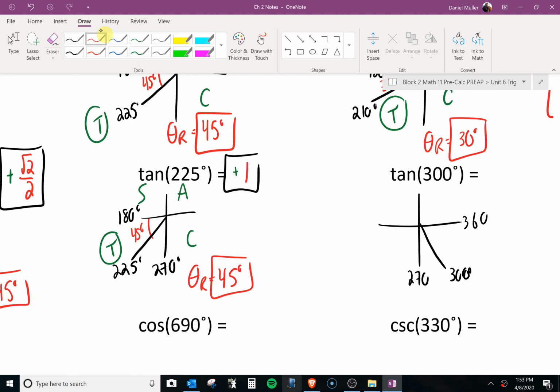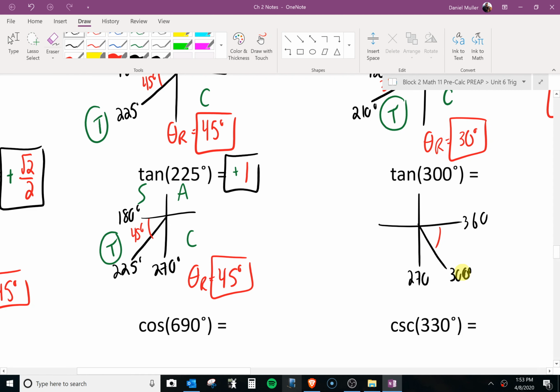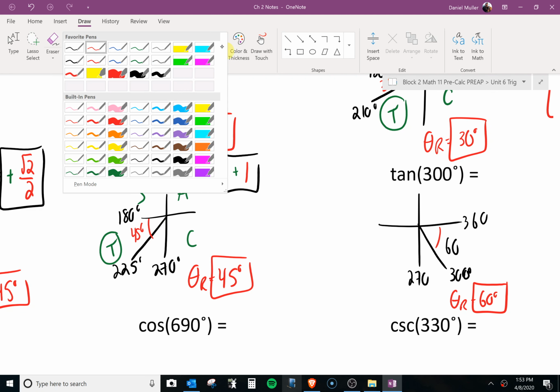degrees. The gap, again, always with the x-axis. So here it is with the x-axis. It's not here. That's the y-axis. It needs to be with the x-axis. That gap in between 300 and 360 is 60 degrees. So my reference angle is 60 degrees. So I'm going to look to tangent of 60.